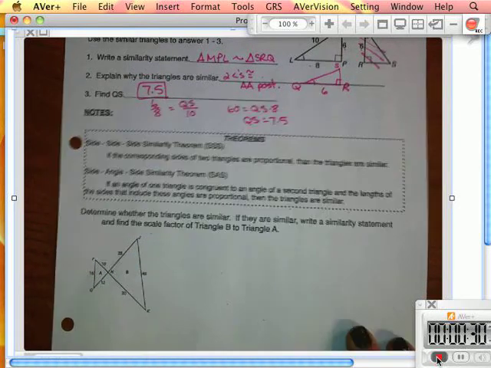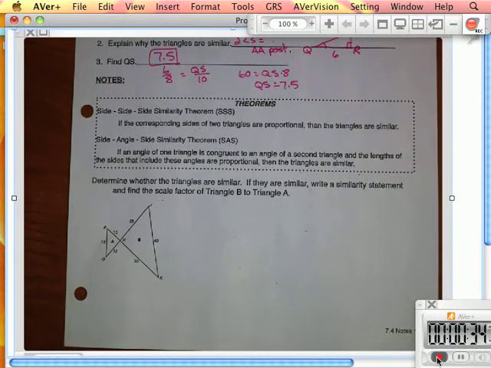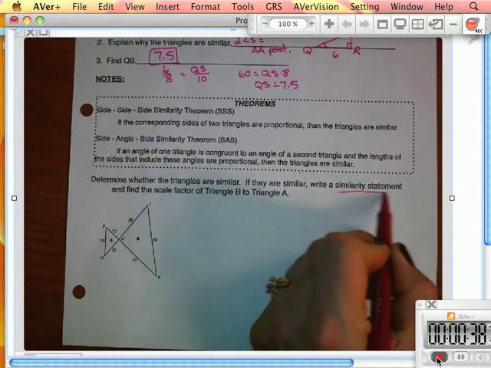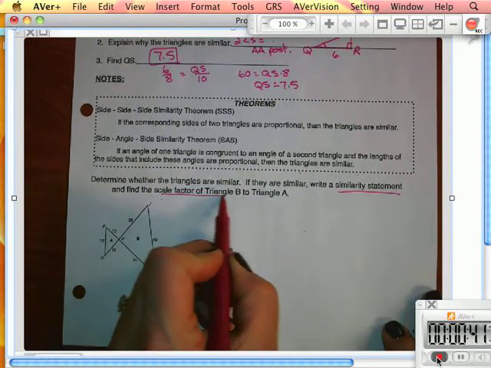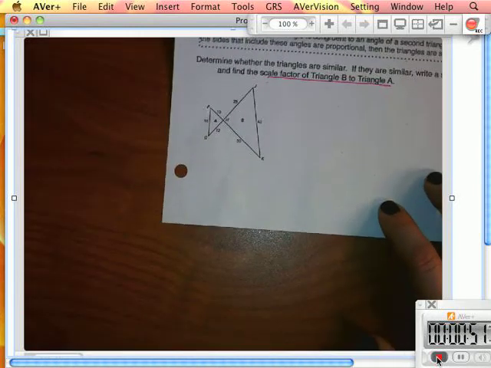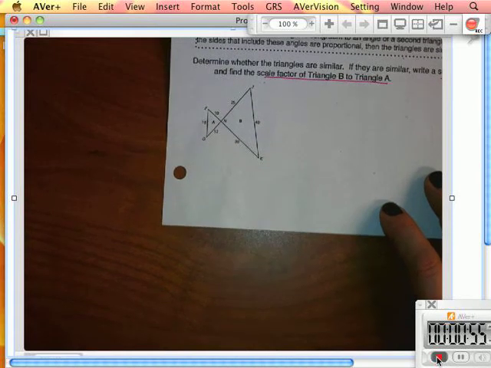Let's just look at what this means real quick. Determine whether the triangles are similar. If they are similar, write a similarity statement and find the scale factor. Okay? So before we do anything, let's look at this picture. What else do we know about those two shapes? What do we know? And something that's not drawn in there.